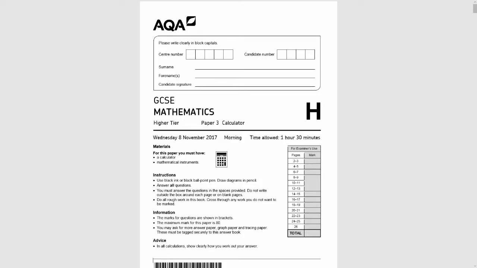In this video we're going to be looking at the November 2017 past paper of the AQA GCSE 8300 series. This is the third paper in the higher tier. It is a calculator paper, so we are allowed to use calculators.